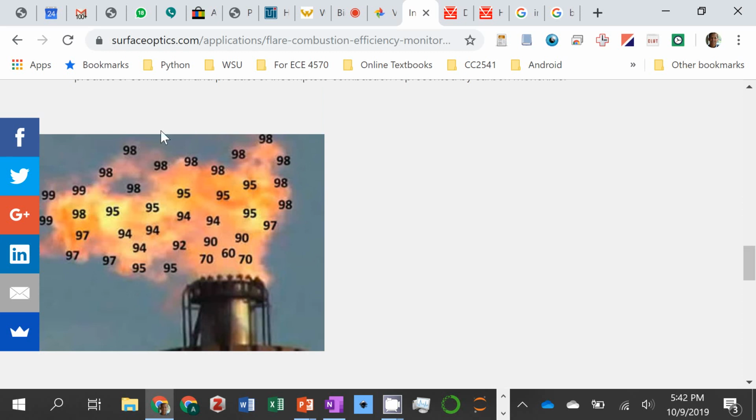You can actually have a movie running where you can see the different temperatures in the flare, and from that you can gain a lot of information about the combustion process and even what type of materials are being emitted. If you do spectral imaging in the IR range, you can actually get information about what materials are being emitted by the flame. That's just pretty neat.